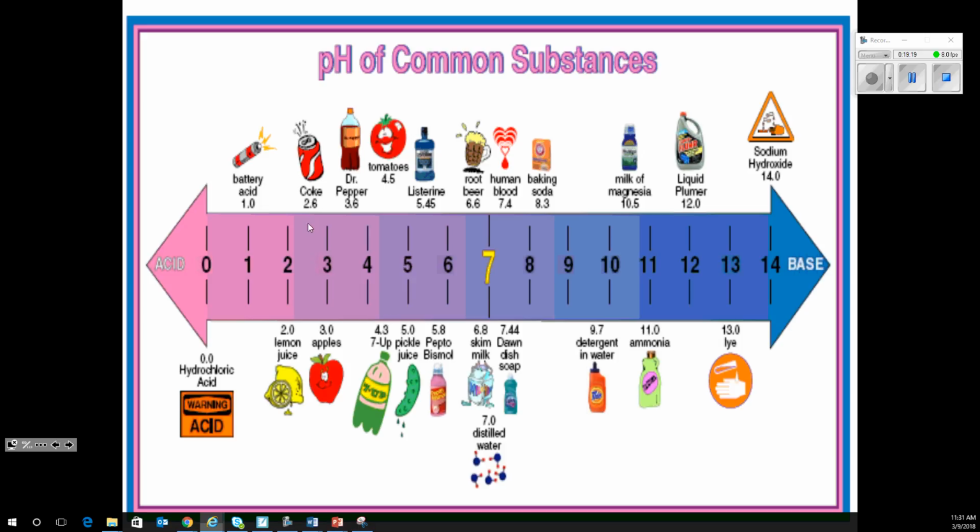If you look at Coke, it's 2.6 compared to battery acid of 1. So that's why Coke does really well at cleaning grease off driveways. It works really well for cleaning grease off metals and everything else. So those are some things we consider there.